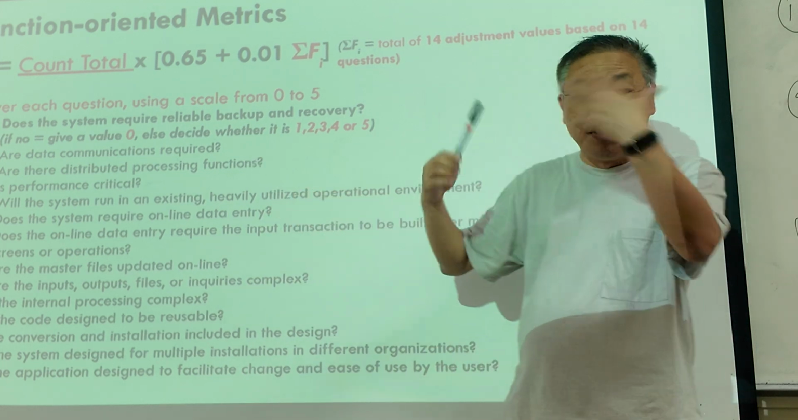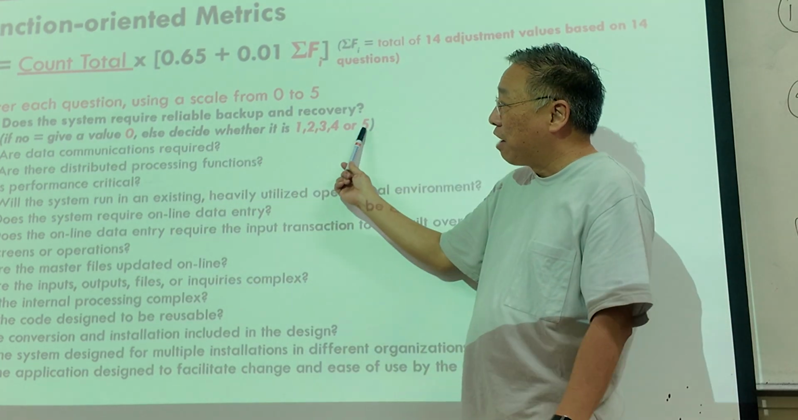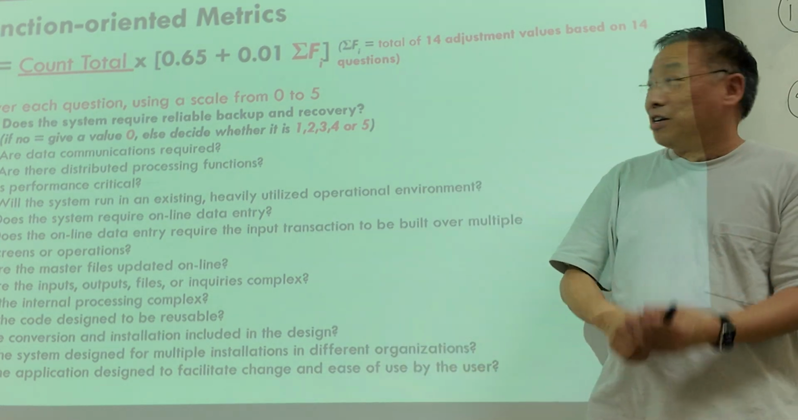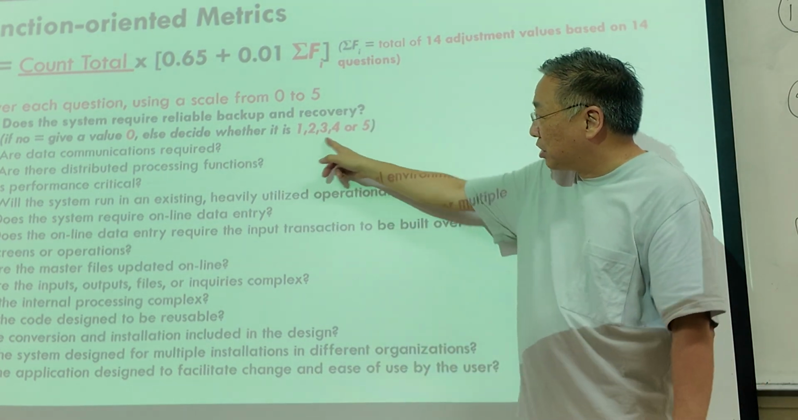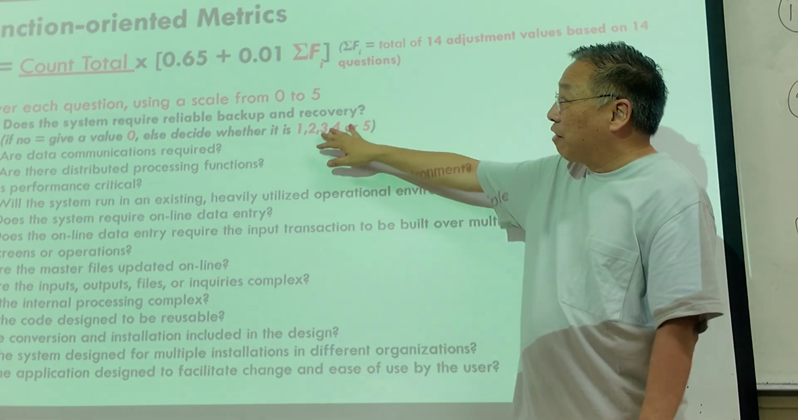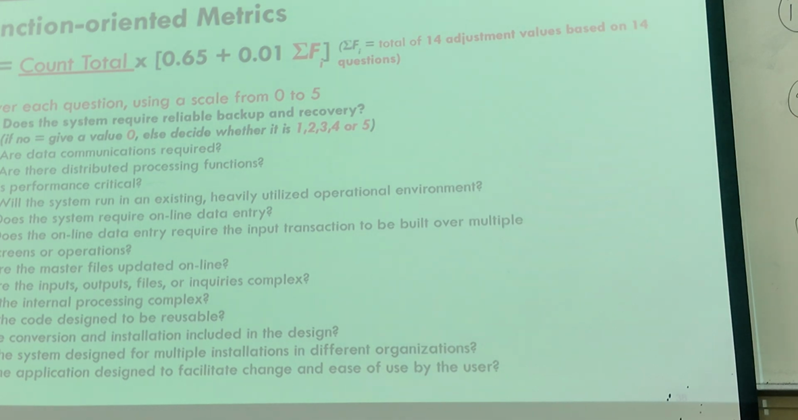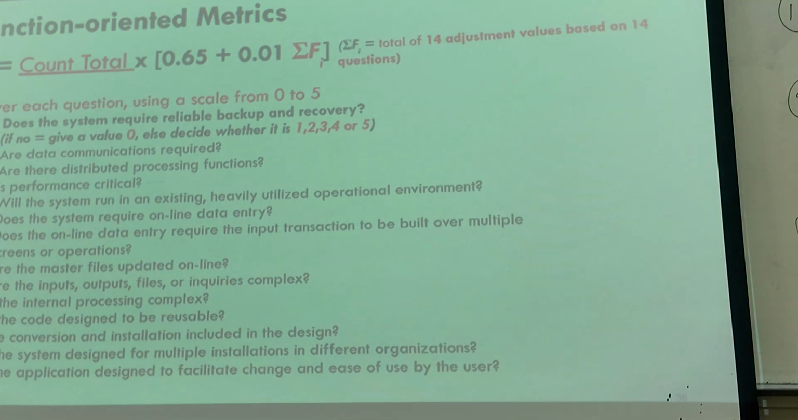So if there's a lot of data communication that is very complex, you put 5. Are there distributed processing functions? If there are, you put 5. So you answer all these questions, give it a score, and if you put all 5, you will get 70, which is the most complex system you have. So it's a degree of complexity, and you apply it in the formula, which is what I will do now.